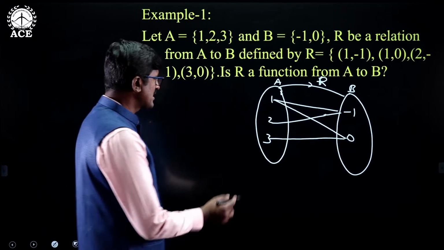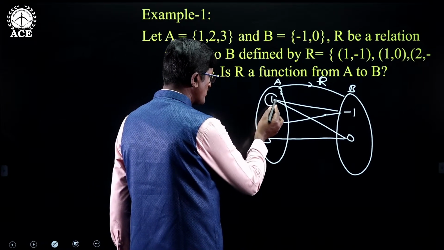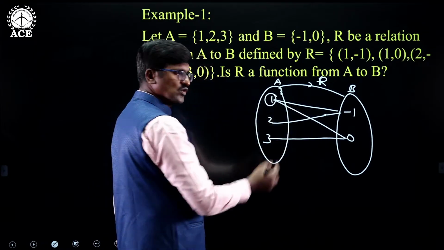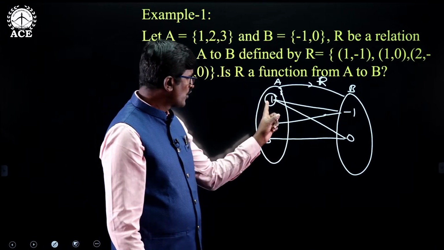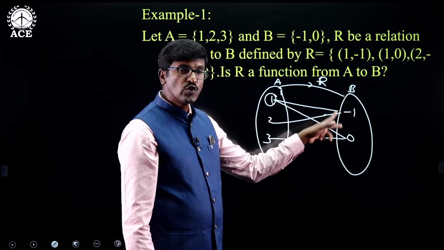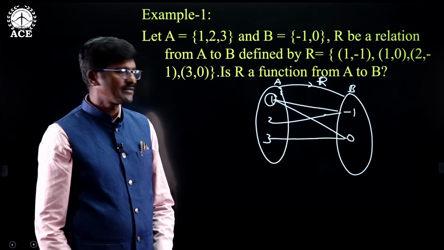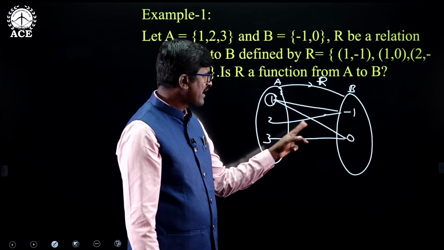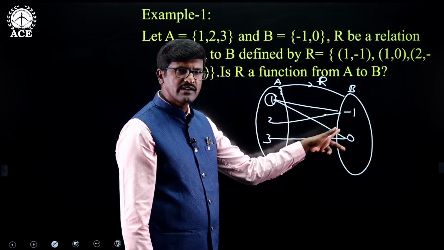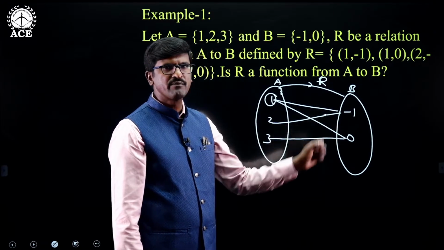Why is it not a function? The element 1 is having 2 images. That means the element 1 is mapped to 2 elements in set B. The image 1 is mapped to 2 different elements in set B. That means 2 different images.